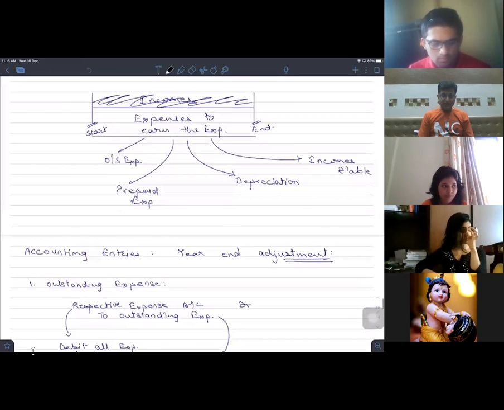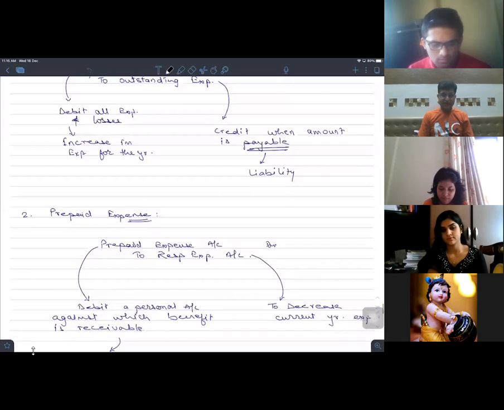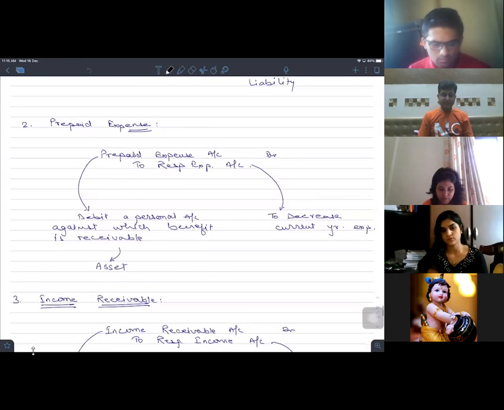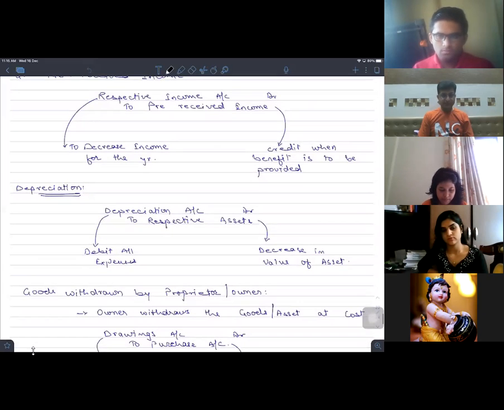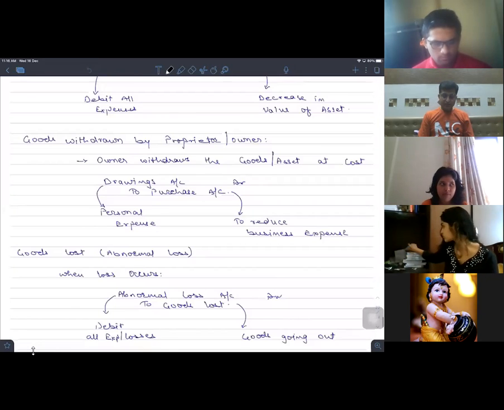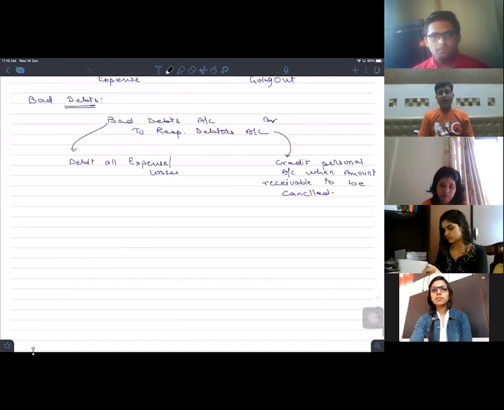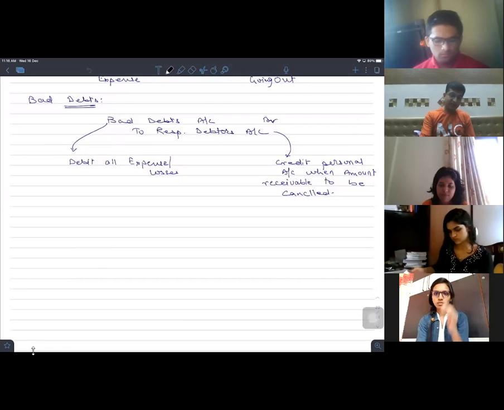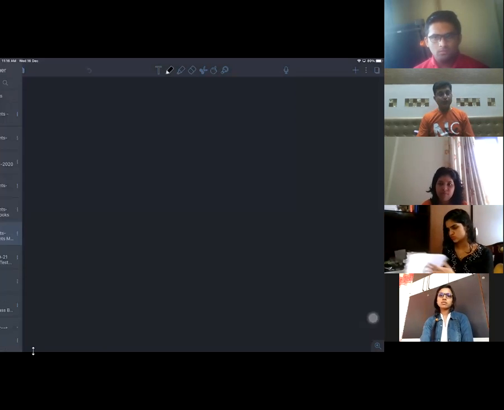After discussing these adjustments, see, outstanding expense, what is the accounting entry for that? Prepaid expense, what is the accounting entry? Income receivable. This is all what we have discussed already, isn't it? And now when it comes to the accounting of that, or to the effects of that, which we have to give in our final accounts, that is what we are going to discuss.